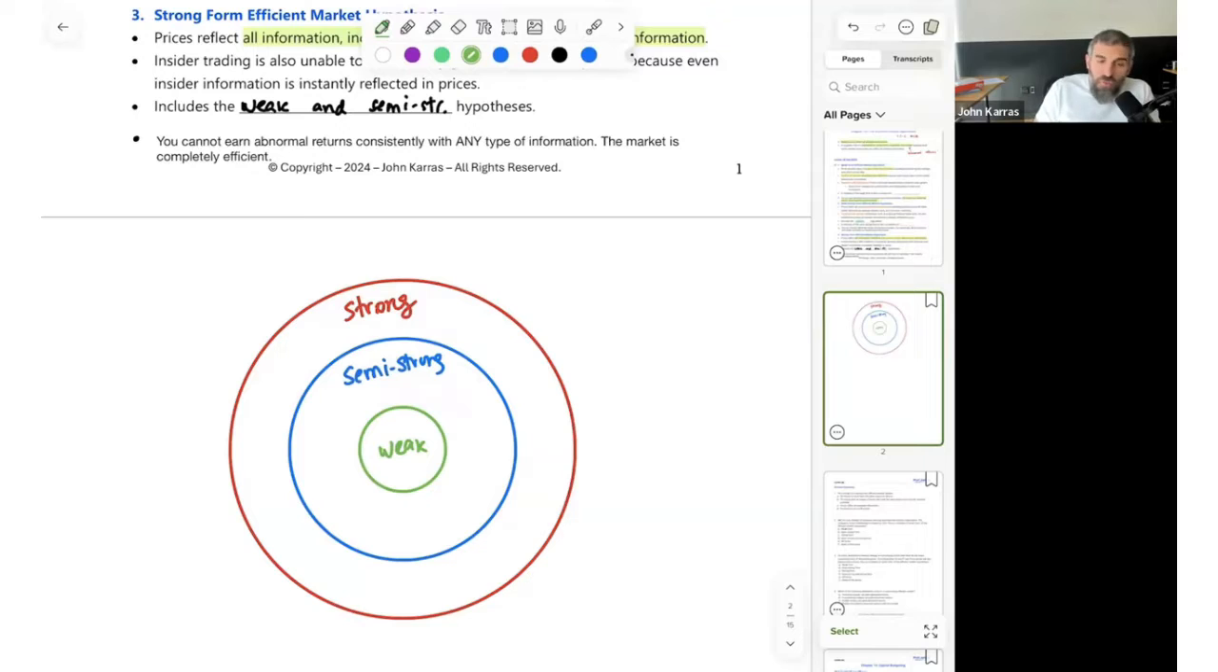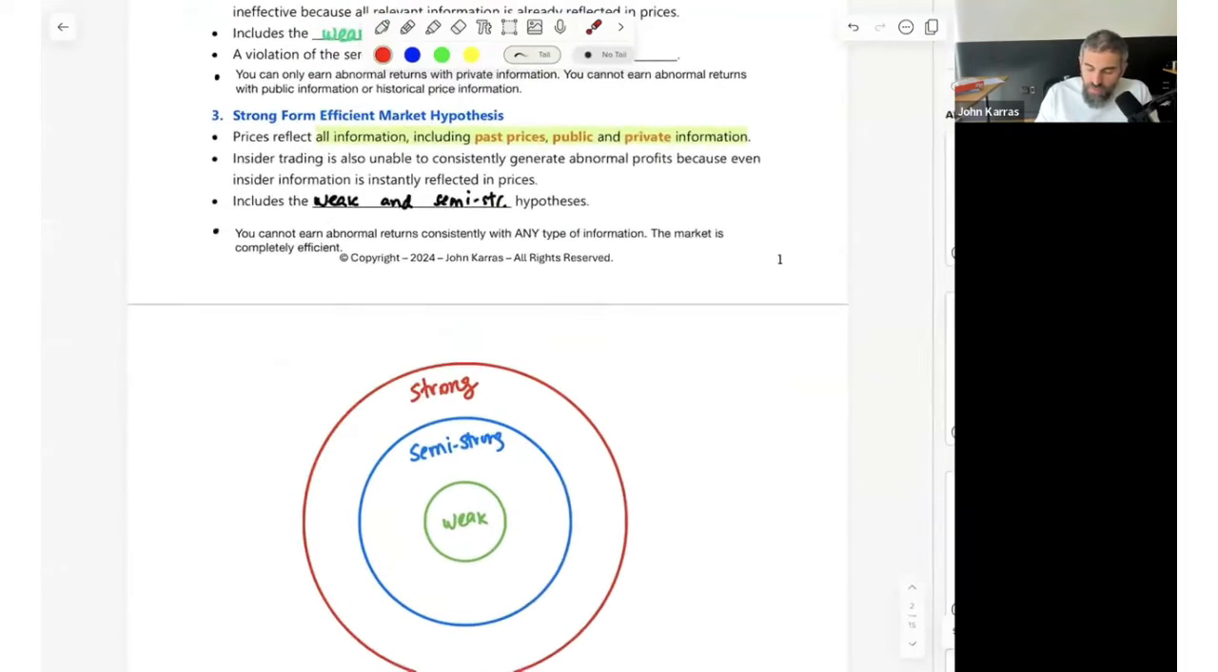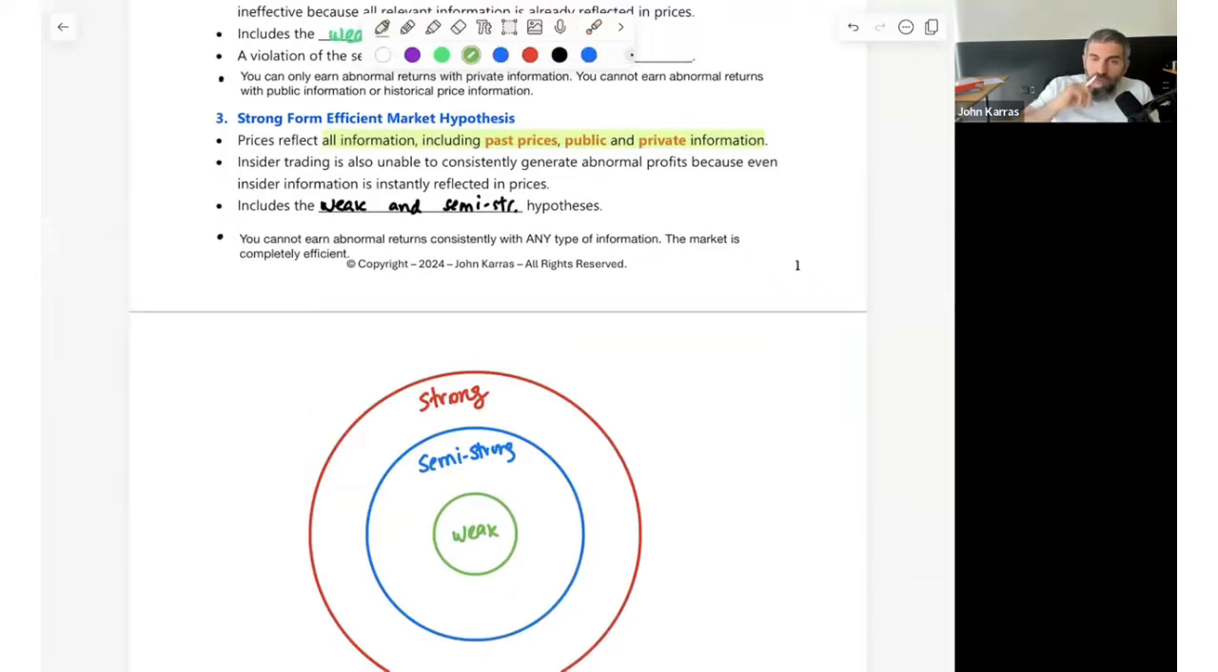So if the market is strong, it's automatically semi-strong and it's automatically weak. Right? So if ever you got a question like that on the exam, like, what does this person believe or what is this market? And the answer is that it's strong. Well, if it's strong, it's automatically semi-strong and it's automatically weak. Okay.